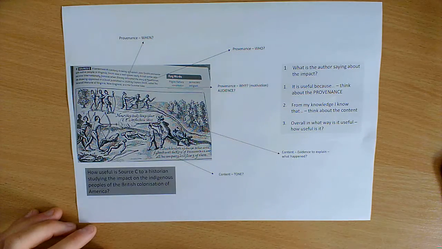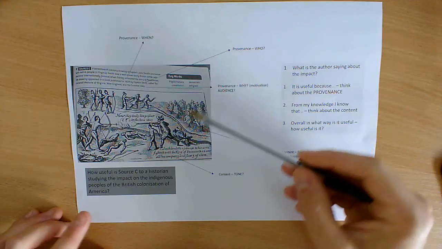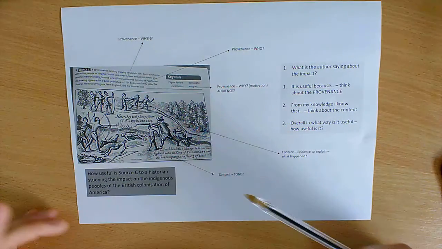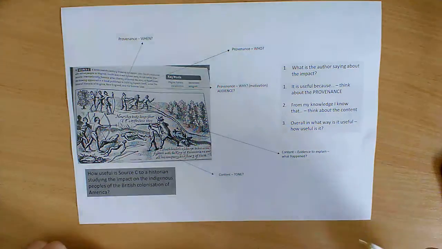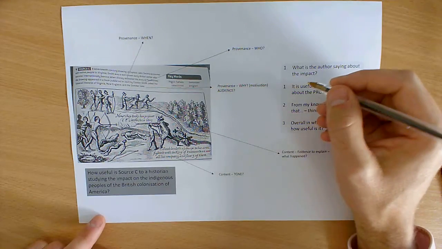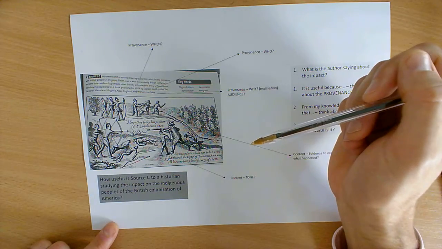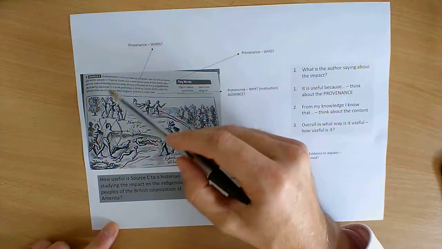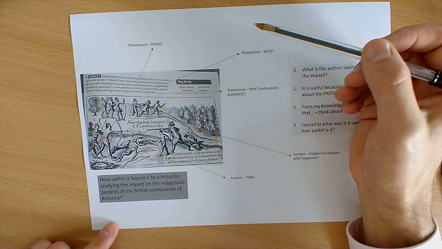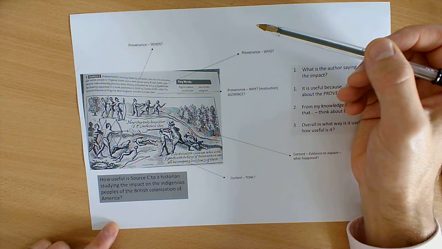And with a how useful question, the first thing you need to do is look at the source itself and say, well, what is it telling me about the impact of the British? So what can I see here? I'm always going to read both bits first, because it's always useful to do that. So it says a 17th century drawing of Captain John Smith's encounter with the native people in Virginia.